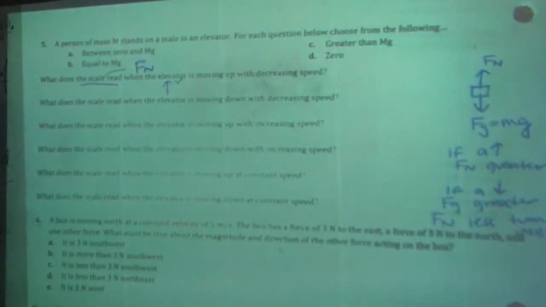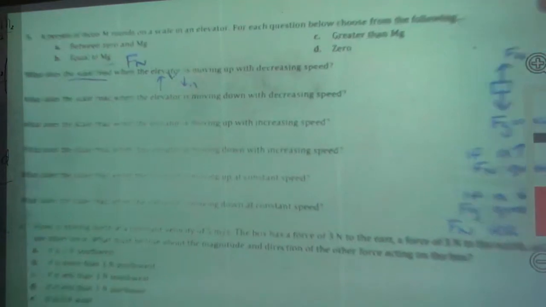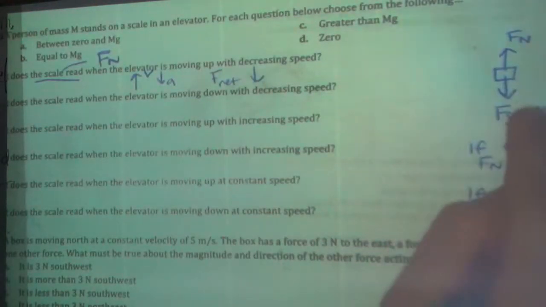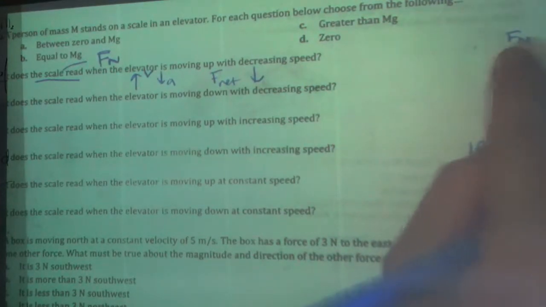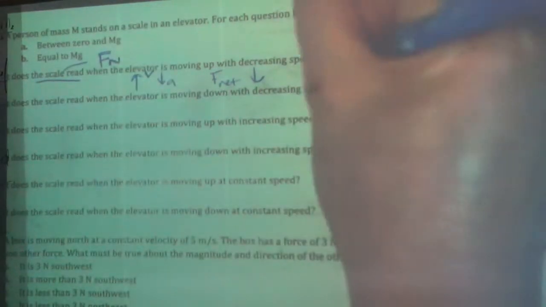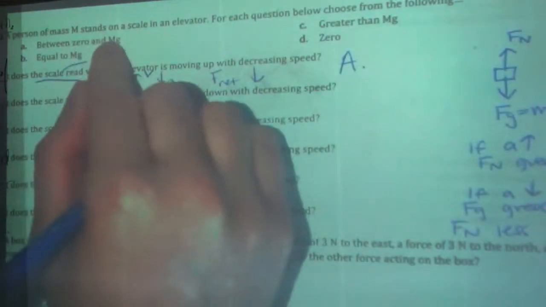Moving upwards means the velocity is upwards. So if you are decreasing speed, getting slower, no matter what, that means your velocity and your acceleration are in opposite directions. So if my velocity is upwards, then my acceleration must be downwards if it's decreasing in speed. So that means if your acceleration is down, that means your net force is down, which is why, in this case, if your net force is down, that means Fg is a greater force than Fn, which means Fn, this scale, would read less than Fg, so between 0 and mg.